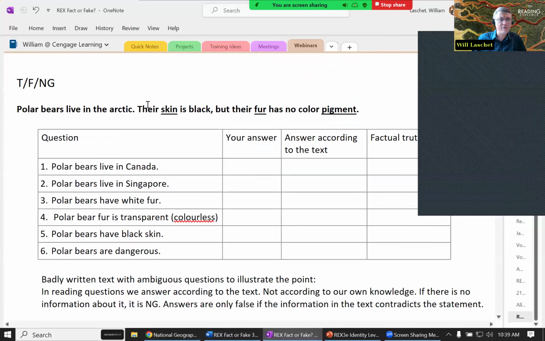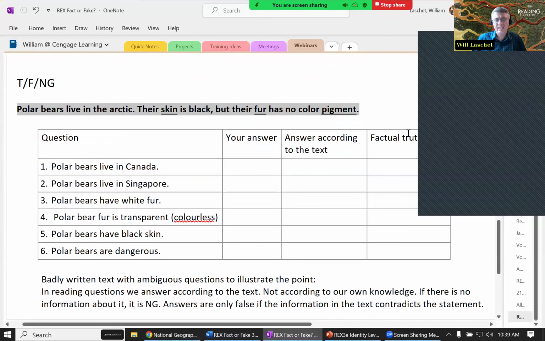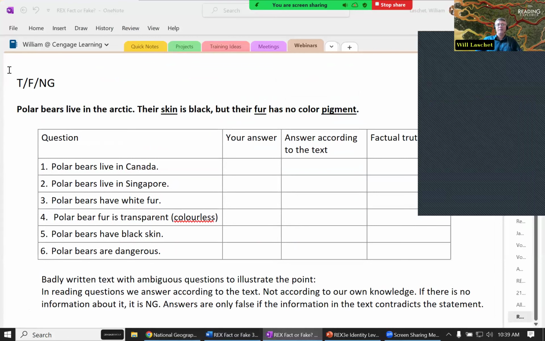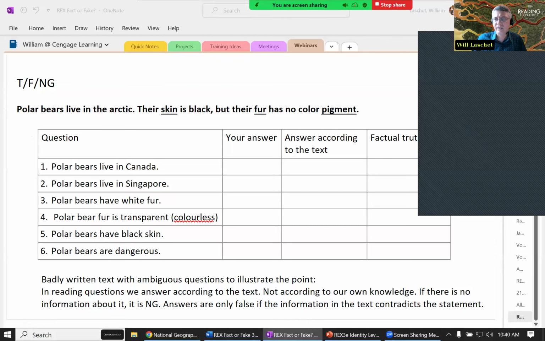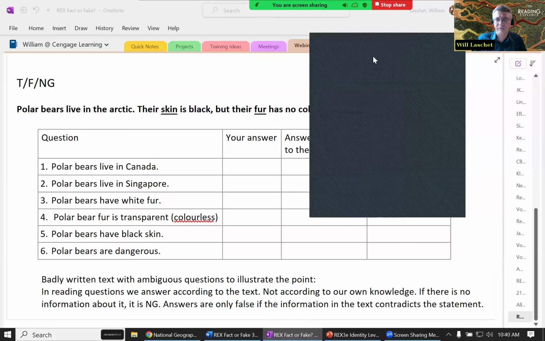So here I've prepared a very, very simple two-sentence text, and we're going to do true, false, not given. So let's read the text. It says polar bears live in the Arctic. Okay, are we all okay with what the Arctic is? Is that in the north of the world or the south of the world? It's in the north. Great.